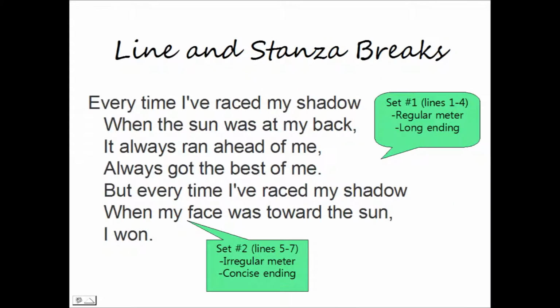Next are line and stanza breaks. Silverstein's poem is divided into two sets. Set number 1 is lines 1 to 4. It has a regular meter and a long ending, which I will explain later on. Set number 2 is lines 5 to 7. It has an irregular meter and a concise ending.